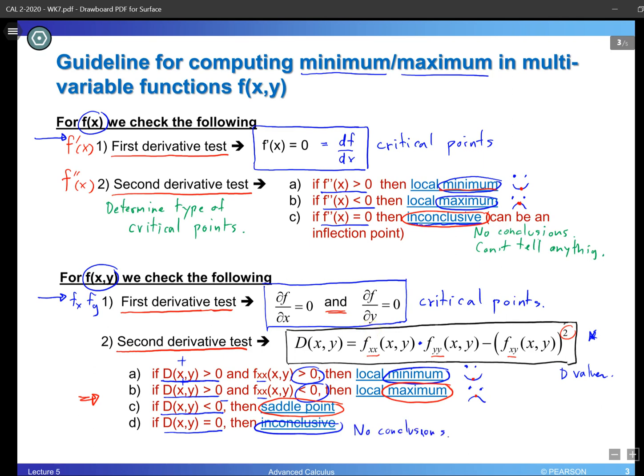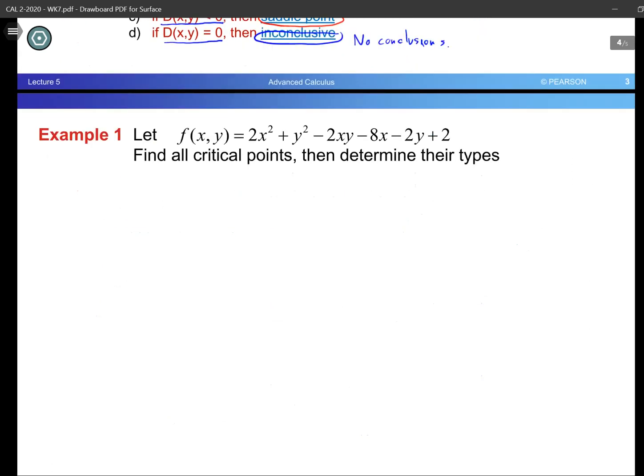So for the multivariable function of f of x y, you need to follow this guideline. And in the end, you are going to be able to tell whether you have local min, local max, or a saddle point, or you have something that is inconclusive. Now that we know about this guideline, let's try that on some examples. So let's move to this example number 1.